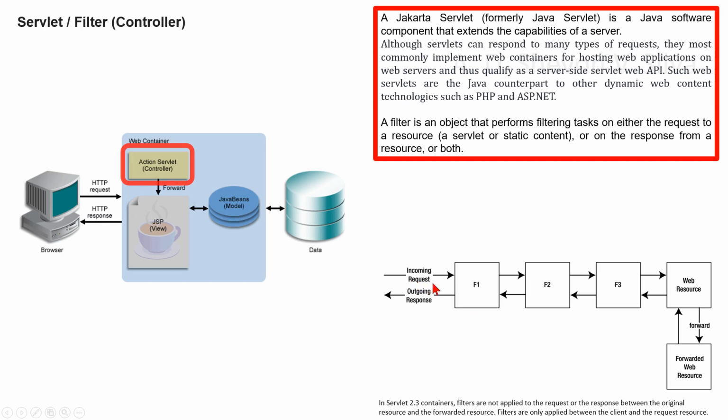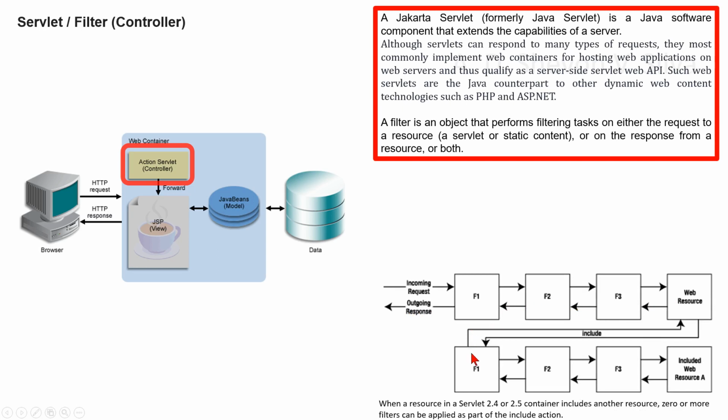Here you can see the incoming request is passed to F1, F1 is connected to F2, F2 is connected to F3, and F3 is connected to the web resource. The web resource is connected to the forwarded web resource via forward, and the forwarded web resource is connected back to the web resource. Then F3 is connected to F2, F2 to F1, and F1 provides the outgoing response.